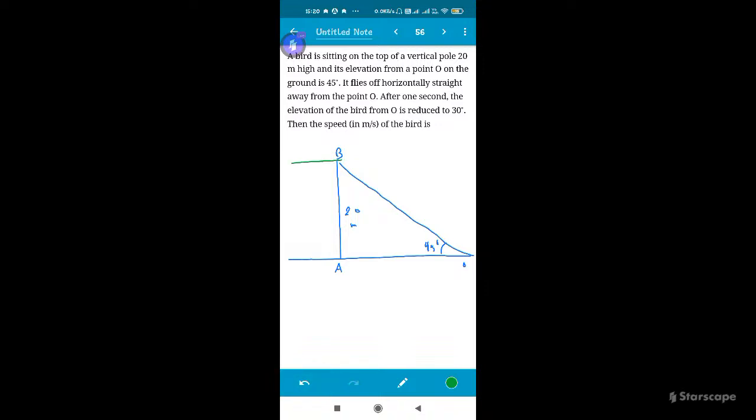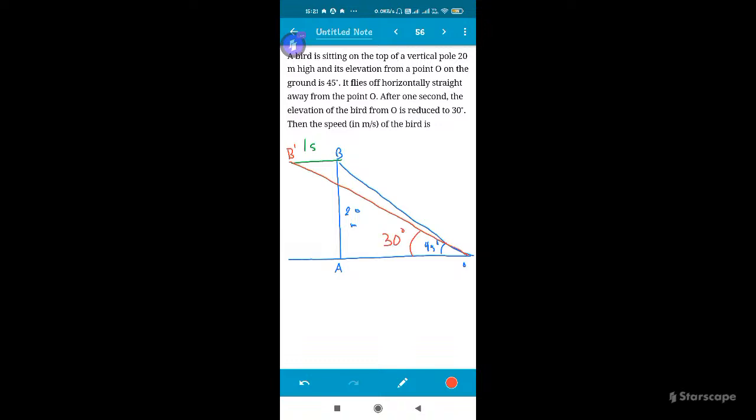Okay. After 1 second, the elevation of the bird from O is reduced to 30 degrees. That means while flying, just imagine it has covered a distance in 1 second. At this point, let me name this point as B dash. At this point, the angle of elevation of that bird from the same point O is 30 degrees. So how will the diagram look? Somewhat like this. So this angle is now 30 degrees.